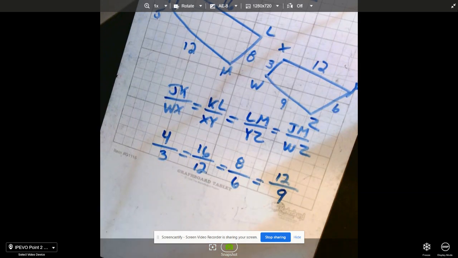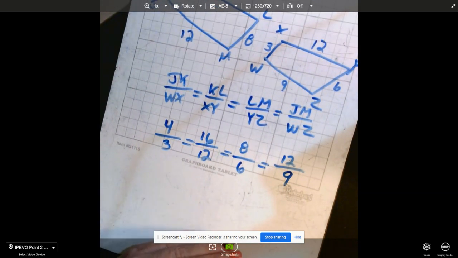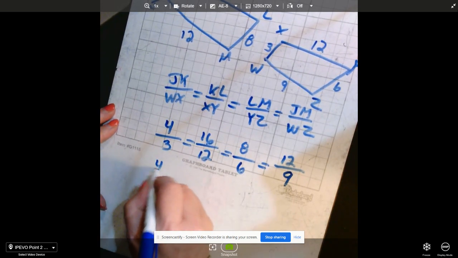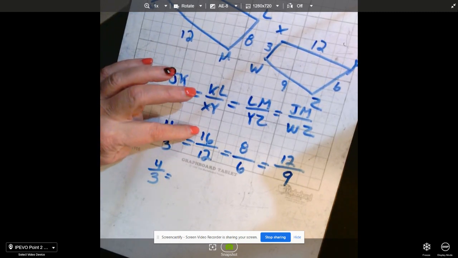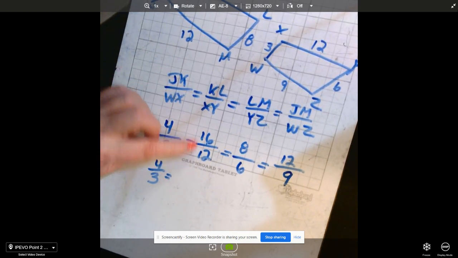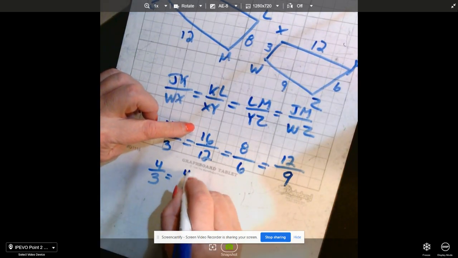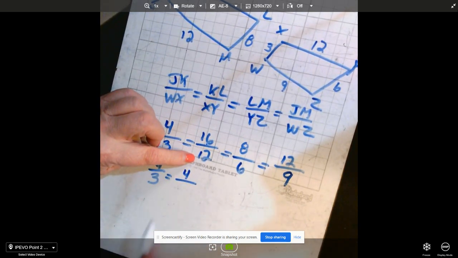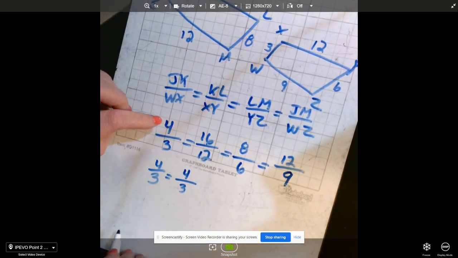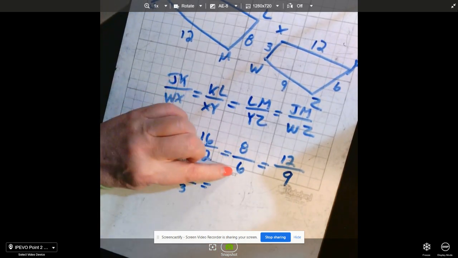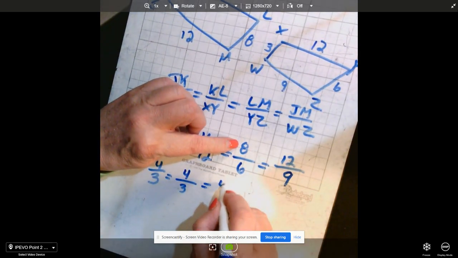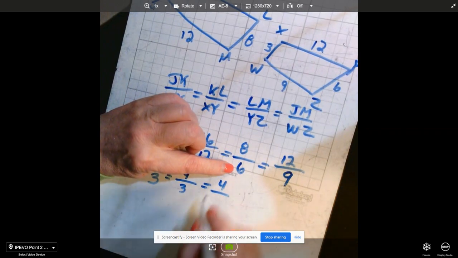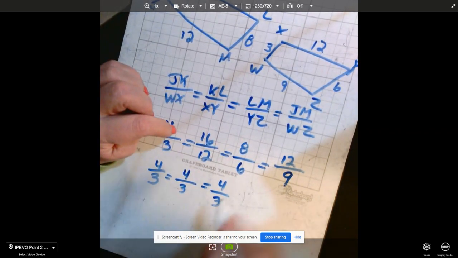Now, in order for these two to be similar, each one of these ratios have to be equal. Well, it's hard to tell if they're equal now. We have to reduce them all to find out. So 4/3 is already reduced. Well, 16 over 12, I can divide both the top and the bottom by 4. So 16 divided by 4 will give me 4. 12 divided by 4 will give me 3. So those two are the same. 8 and 6, well, I can divide them both by 2. So 8 divided by 2 is 4. 6 divided by 2 would be 3. Well, all three of those are now the same.